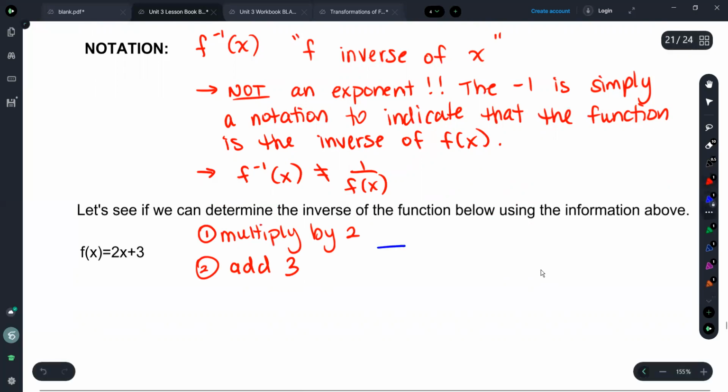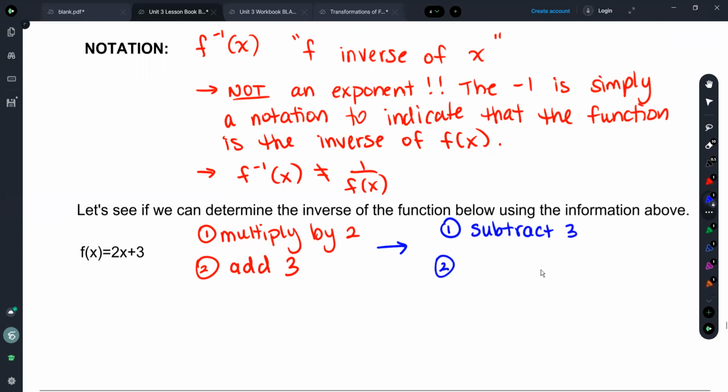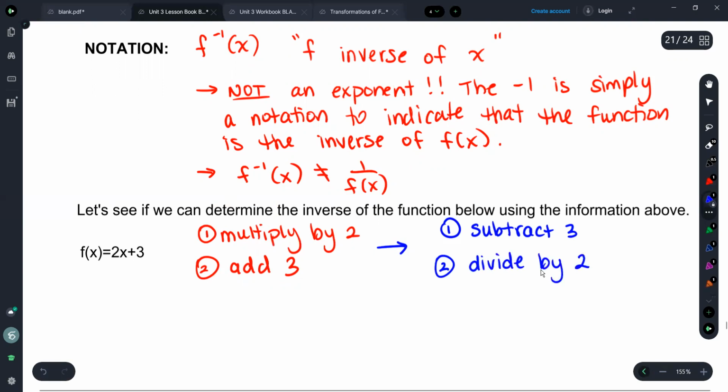So the inverse function needs to do the opposite operations to this, and then also it wants us to do them in the opposite order. So the first thing that I would need to do for the inverse function is the opposite of the last thing that I did in my original function, which was I added 3. So what's the opposite of adding 3? Okay, so the inverse function will first subtract 3. And then it will do the opposite of multiplying by 2. So obviously that's going to be dividing by 2. So opposite operations in the opposite order. Because I added 3 last, I'm going to subtract 3 first with the inverse.